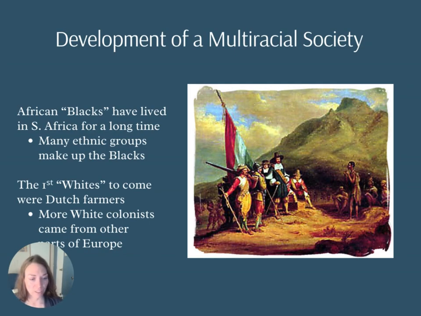So basically, going way back to the origins, the group known as African Blacks would be the group that was indigenous to the land, as far as we know, been there for many thousands of years. The first whites to come were actually Dutch settlers, colonists, farmers, and then eventually more white colonists come over from Europe as well.